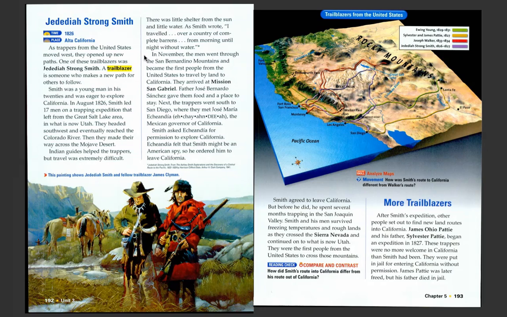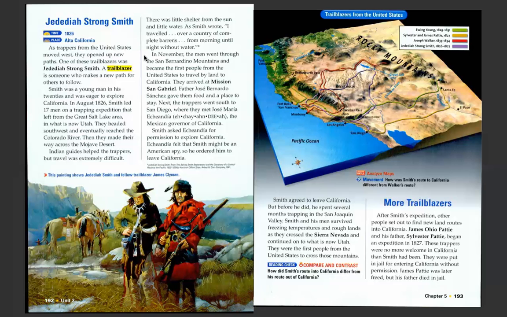In November, the men went through the San Bernardino Mountains and became the first people from the United States to travel by land to California. They arrived at Mission San Gabriel. Father Jose Bernardo Sanchez gave them food and a place to stay.